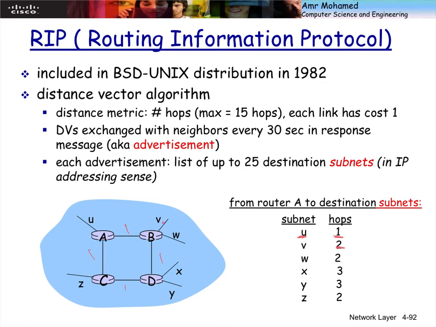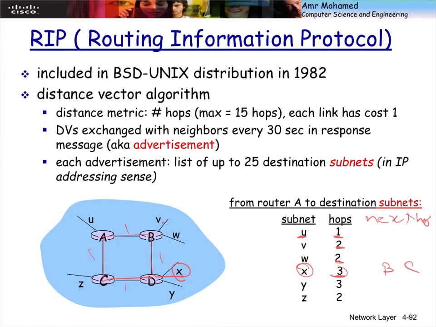If I need to go to V, it's 2 hops. If I need to go to W, it's 2 hops, and so on. If I need to go to X, it's 3 hops. When I need to go to X, I have to say what the next hop is. So the next hop here is either B or C, right? When I go to X, I can go through B or I can go through C, and both of them will be the same thing.